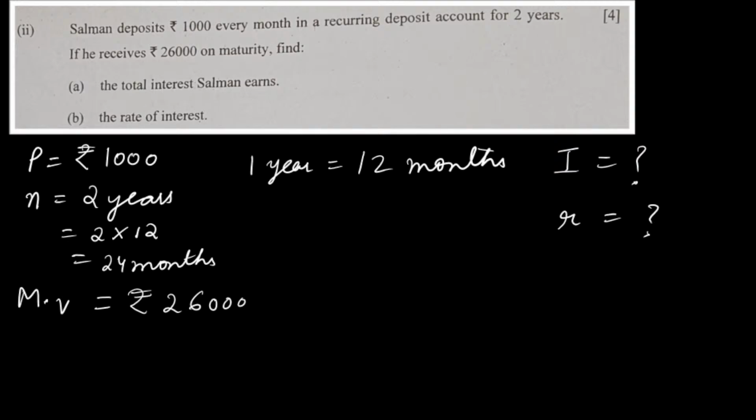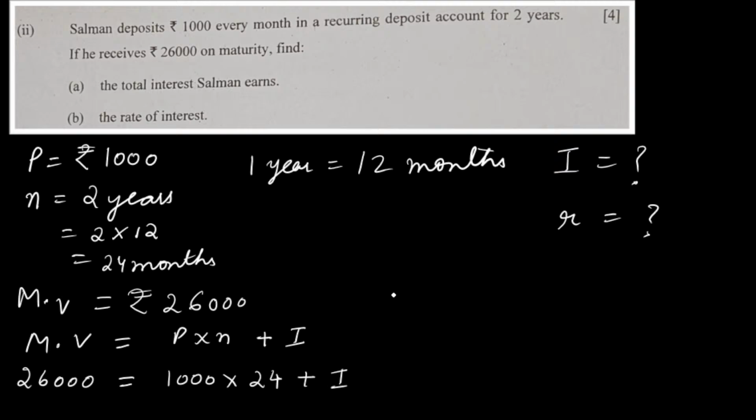See, like in the MCQs, just now we have done the same type of question where P, N and MV are given and we have to find interest. So that means we will use the maturity value formula. Maturity value is equal to P into N plus I. So we'll find interest with the help of maturity value. So maturity value is 26,000. I'm just substituting its value. Principal is 1000. N is 24 plus I. So 24 into 1000 is 24,000.